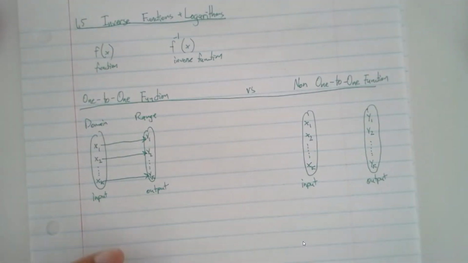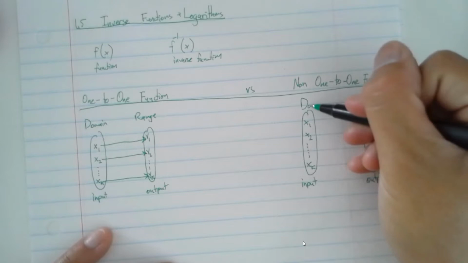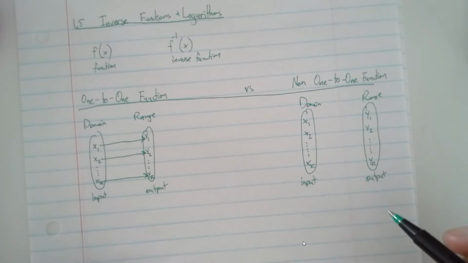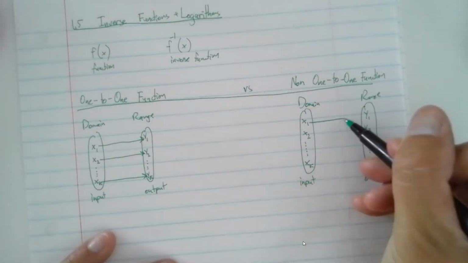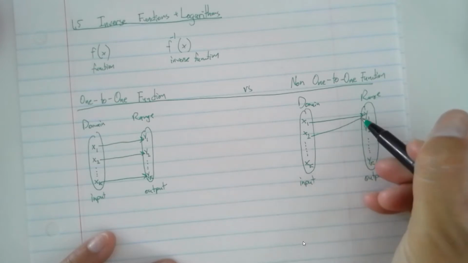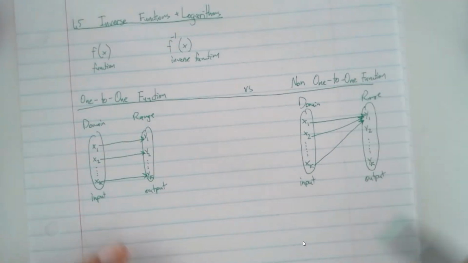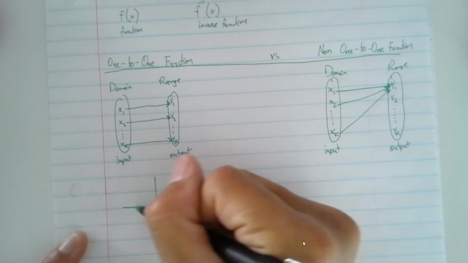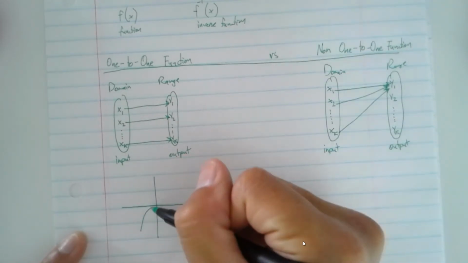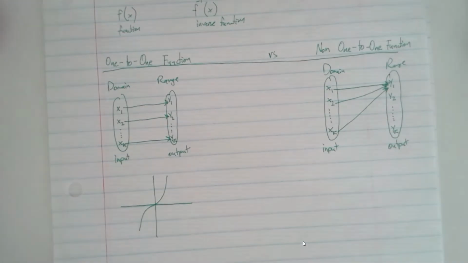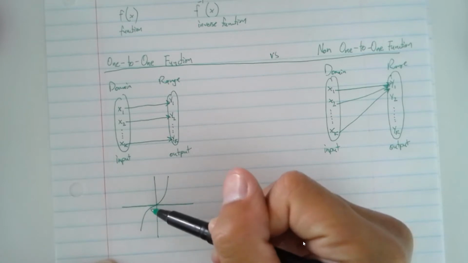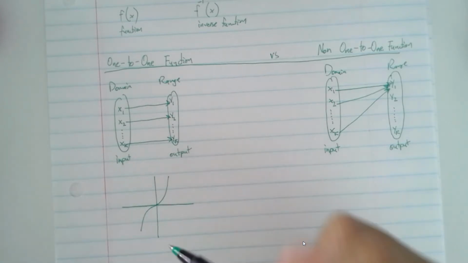Well, a non-one-to-one function, this is the domain, and this is the range. A non-one-to-one function might look like this. You have multiple x values that somehow go to maybe one similar y value. That's not one-to-one. I'll give you an example of what that looks like visually. This, my dear friends, is a one-to-one function. Every single x value has a unique and special y value that no other x values share.